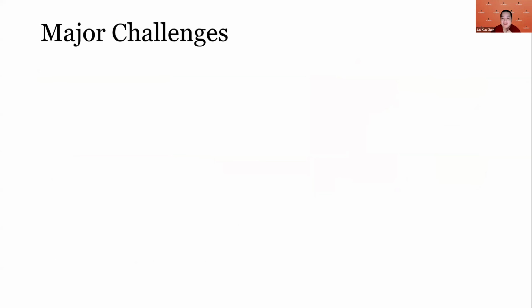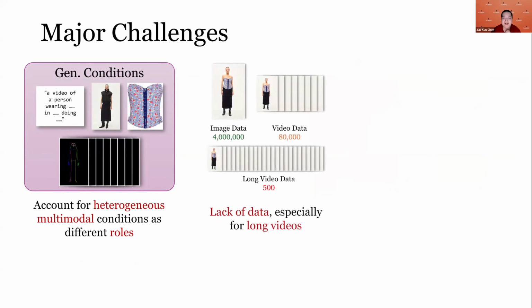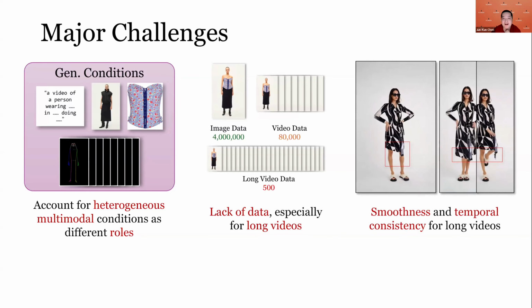Achieving this high-quality end-to-end try-on involves some key challenges. First, it must handle heterogeneous multimodal inputs, text, images, and videos, while distinguishing their unique roles, such as garment photos versus user images. Such complex conditioning is not addressed by previous work. Second, training a video generation model end-to-end demands a large amount of video data. Compared to abundant image datasets, video, especially long-form video, is significantly scarcer. Third, generating long videos often leads to degradation, including morphing artifacts and temporal inconsistency. Our goal is to prevent both in the output.